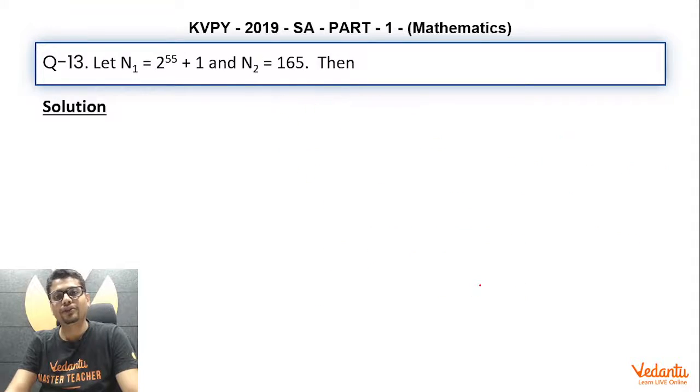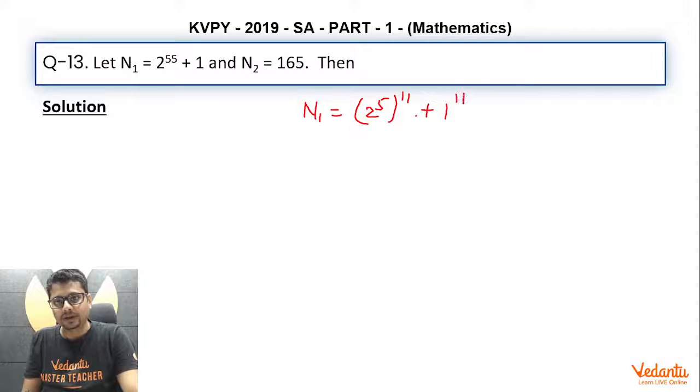Another interesting way of doing this question is, you may say n1 to be 2 to the power 55 plus 1. So it essentially is 2 to the power 5 whole to the power 11 plus 1 to the power 11, is what you may write. Basically, it becomes 32 to the power 11 plus 1 to the power 11. You may see it this way.